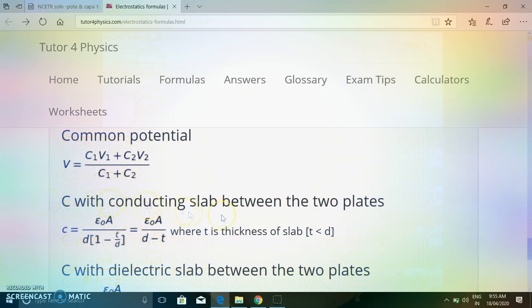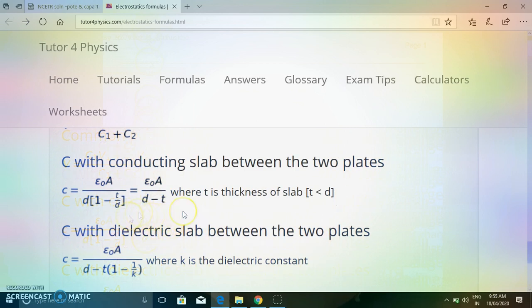With a conducting slab between the two plates, C is equal to epsilon naught A upon d minus t, or epsilon naught A upon d into 1 minus t by d, where we know that epsilon naught is the permittivity of free space, A is the area, d is the distance between the two plates, and t is the thickness of the slab. And this formula is applicable when the thickness of the slab is less than the distance between the two plates.